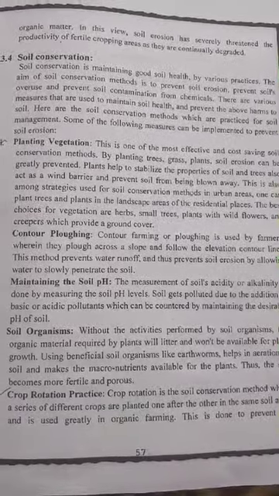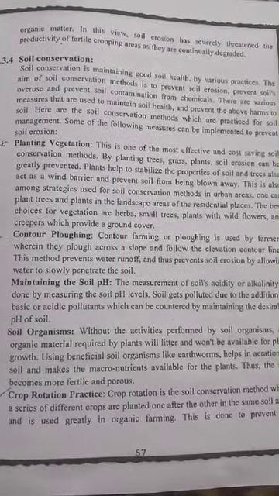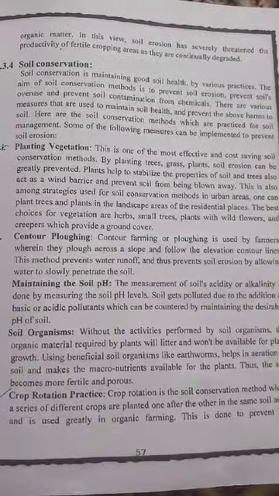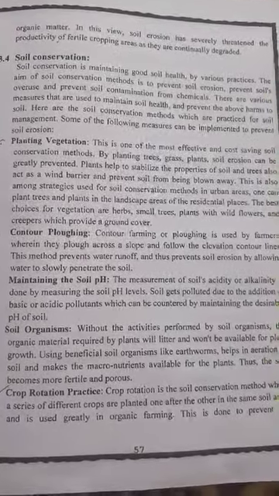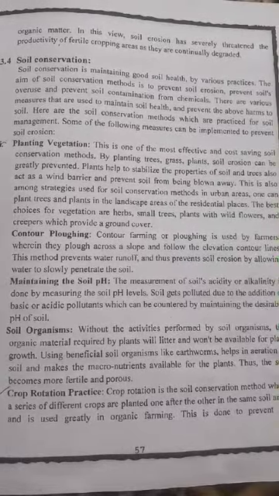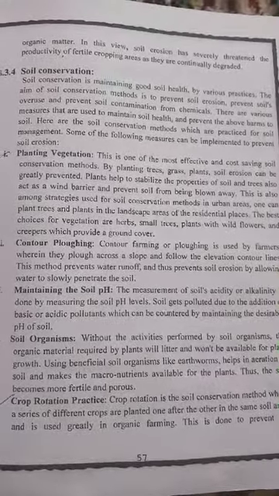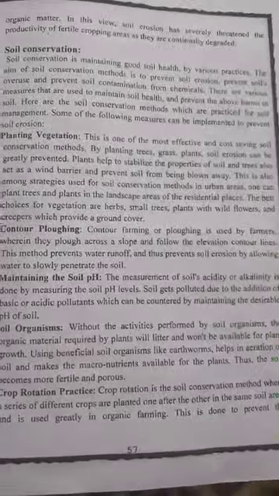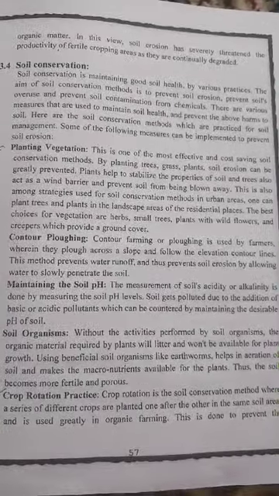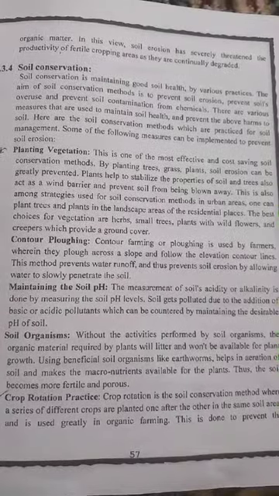Some of the main soil preventing and conserving practices are: number first, the simplest and most cost effective method, planting vegetation. It's one of the easiest and most effective, and doesn't need much utilization of resources. In this method, we plant trees and grass.